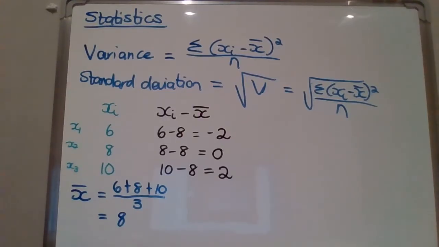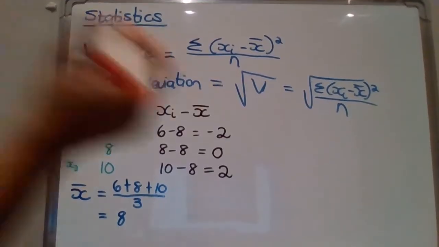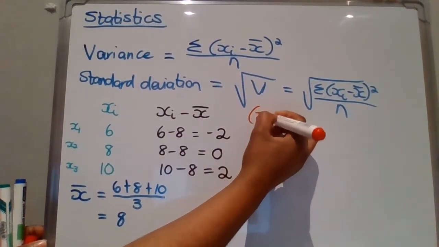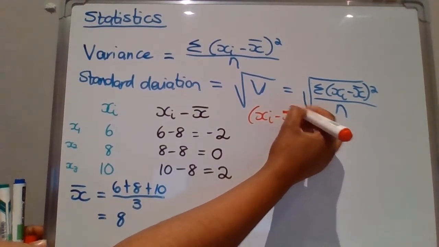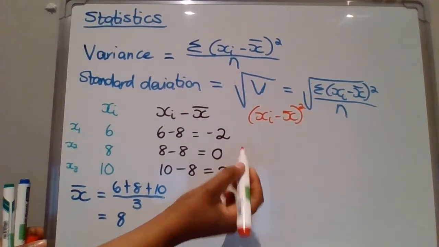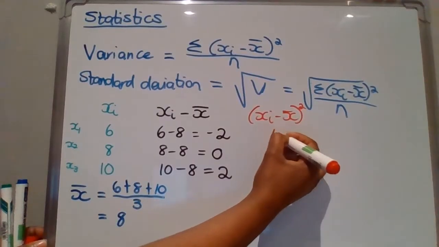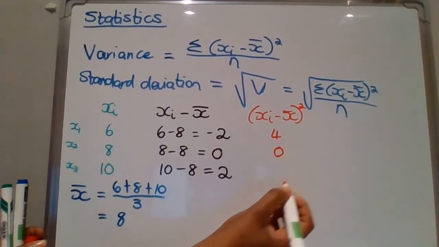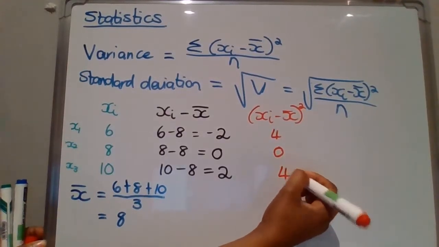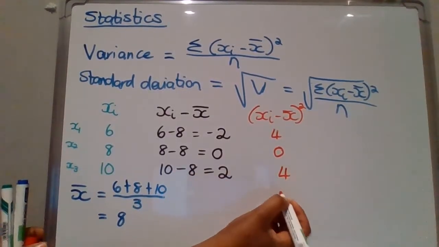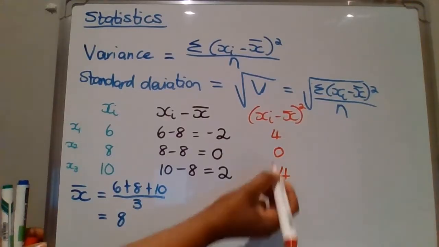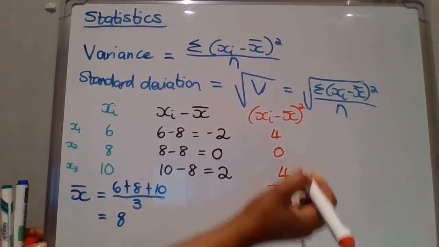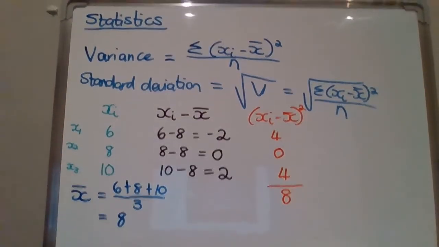Now I need to calculate what it is when I square it. When I square my xi minus my mean, what are those values? Minus 2 squared is equal to 4. 0 squared is still 0. 2 squared is equal to 4. And now I can add these. When I add these, I get 4 plus 4, which is equal to 8.